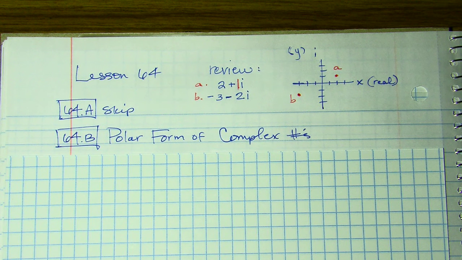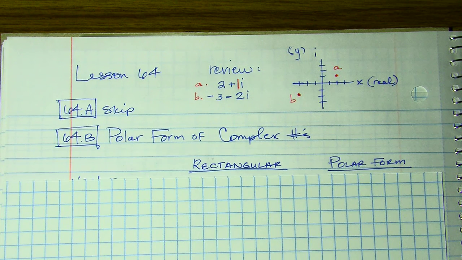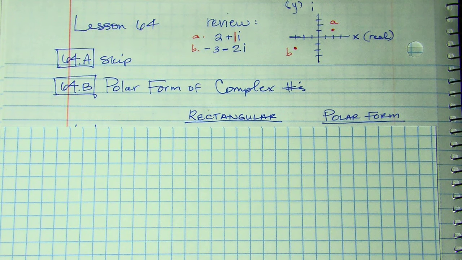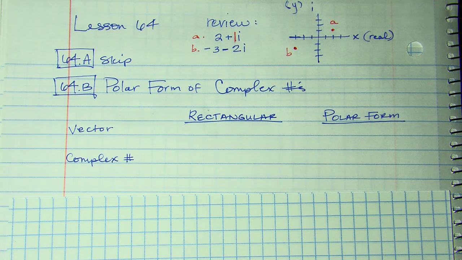64.B, we're actually going to be converting from polar to complex and complex to polar. So I'm going to have you create 2 columns. And we're going to go over the different forms and rules on how we're going to write these. So I have a column for rectangular and a column for polar form. And then on the left, I have vectors and complex numbers.